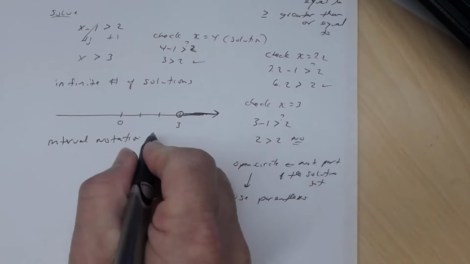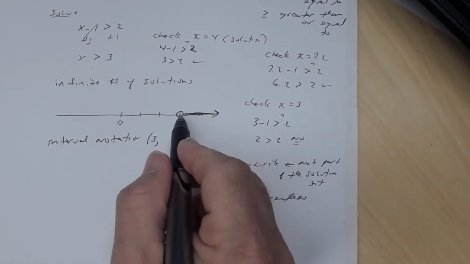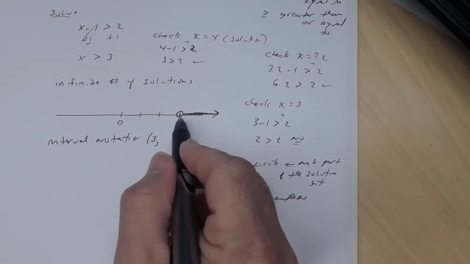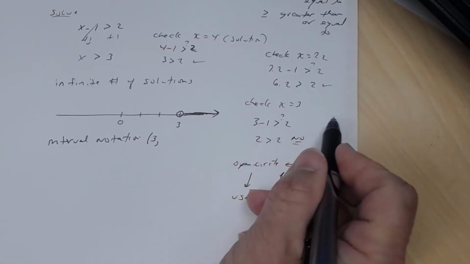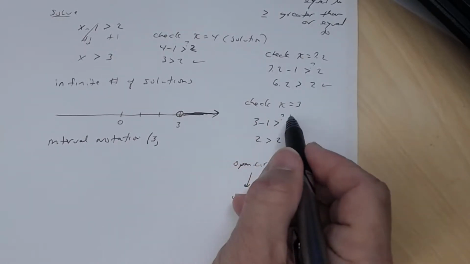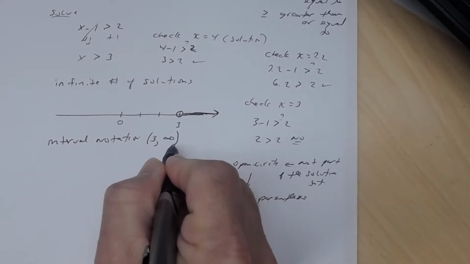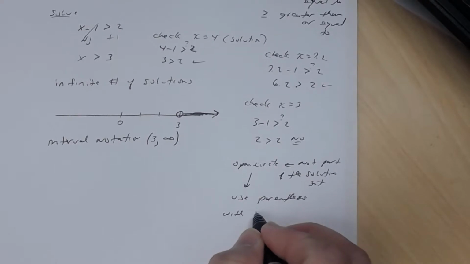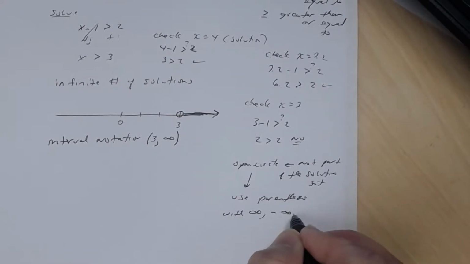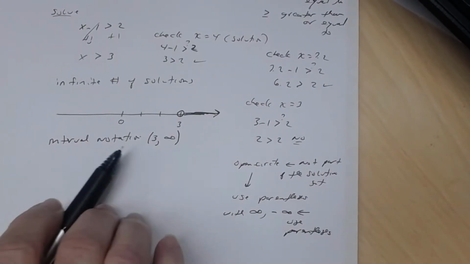You start at 3, so you're going to say 3, comma, and then all the solutions are any number bigger than 3. So 100, 200 million, 5 billion, and so on. So that's going towards infinity. And always with infinity or negative infinity, you're going to use parentheses. All right, so that's your interval notation.